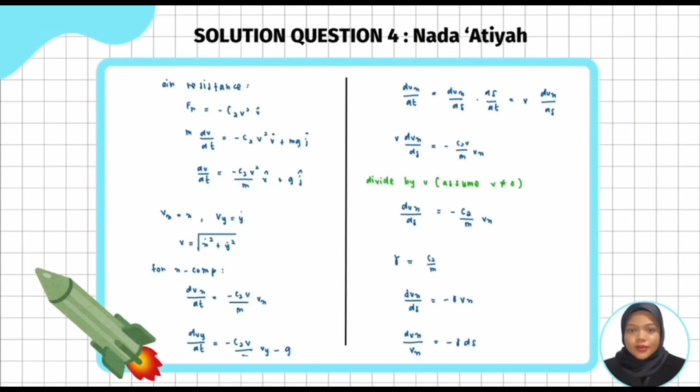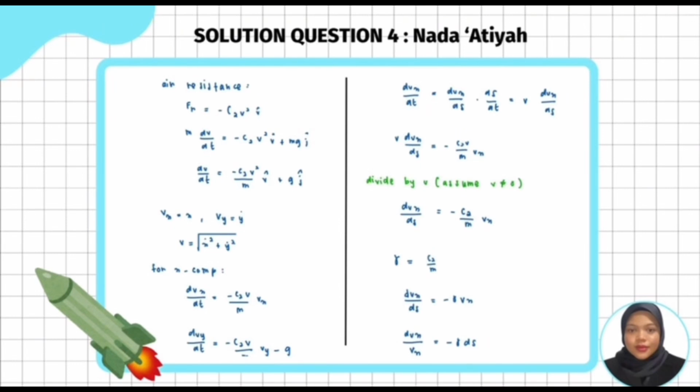Next, we apply Newton's second law of motion, which is m dv over dt equal to negative cv squared times the unit vector of velocity, plus mg times the unit vector j. Then, we break this equation into x and y components. We define the velocity components as vx equal to x dot and vy equal to y dot. The total speed is v equal to the square root of vx squared plus vy squared. For the x component of acceleration, dvx over dt is equal to negative c over m v squared vx. And for the y component, dvy over dt is equal to negative c over m v squared vy minus g.